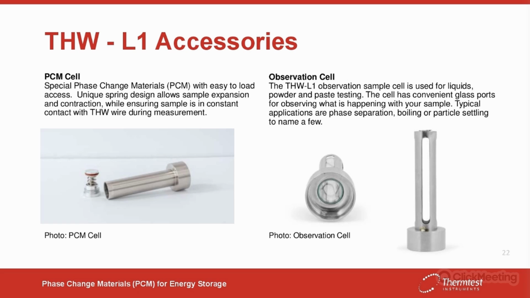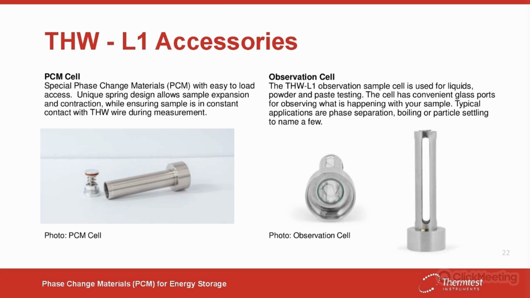Some accessories that can be used during the measurements of the PCMs: the PCM cell, which was used during this measurement. This cell allows the pouring of the fluid from the bottom of the cell, and the spring-loaded lid allows the expansion and the contraction of the fluid with the volume change with the temperature, and as a result the sample is always in contact with the wire for accurate thermoconductivity measurements.